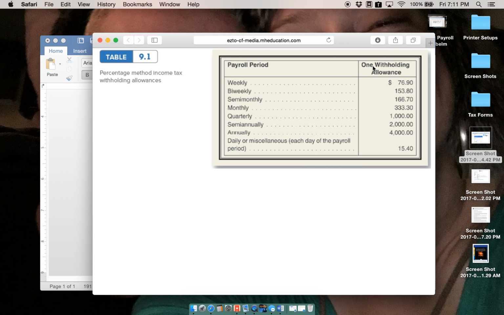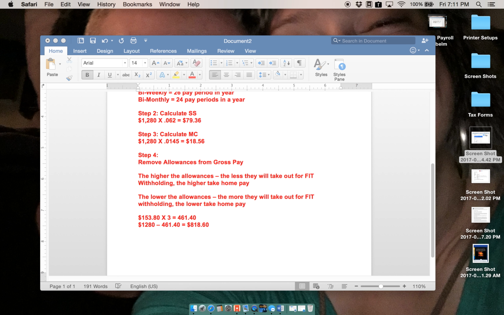And let's say that she were just withholding for herself. This is for one allowance, $153.80. But because she's withholding for 3, we need to multiply that by 3. So that's what I did right here. I took $153.80 from the chart. I multiplied it by 3 to get $461.40.